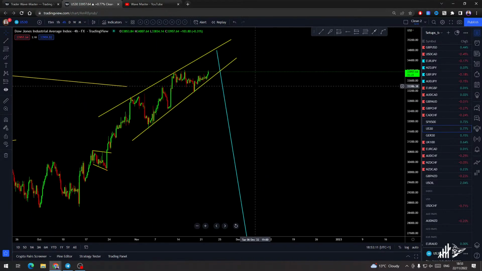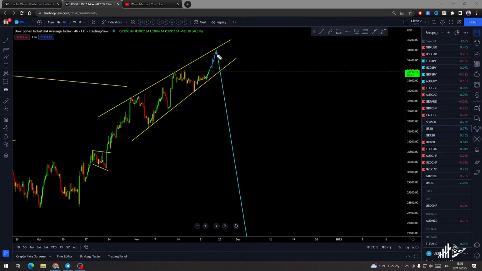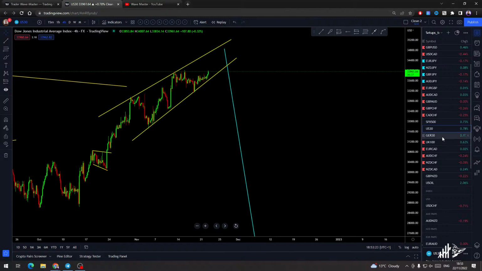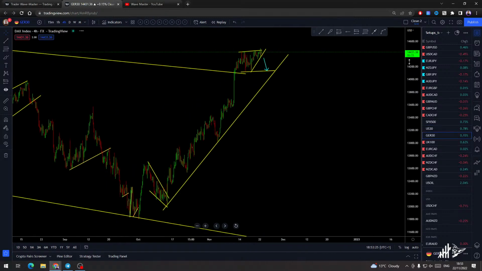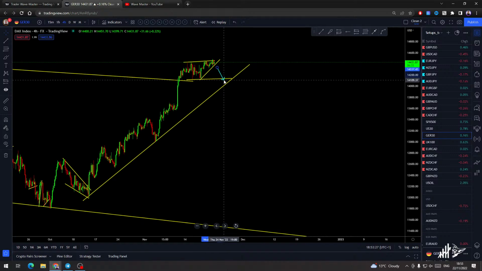Okay, US 30 as well. I will let it go up over there. If you are buying it, great. So you should move your trades to break even, and if you want to sell, let it go up, and then you can watch for more selling over there. German 30 as well. Watch for sell stops over there, back at the trend line or breaking down totally.